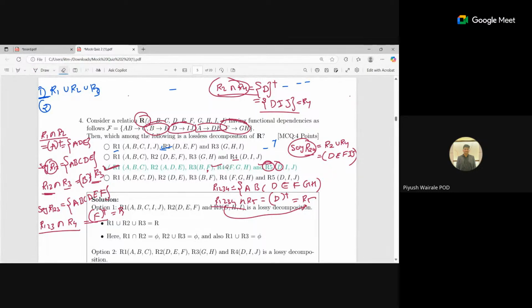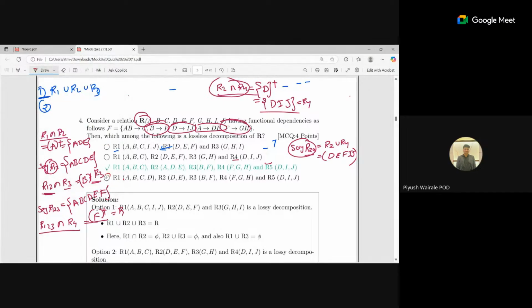Okay. Anyone, any doubt here? How to check whether the decomposition is lossy or lossless? Now, can anyone tell me why option D is not correct? Which table we cannot join here? What about option number D? Why is it not correct? R1 and R2. R1 and R2, right?